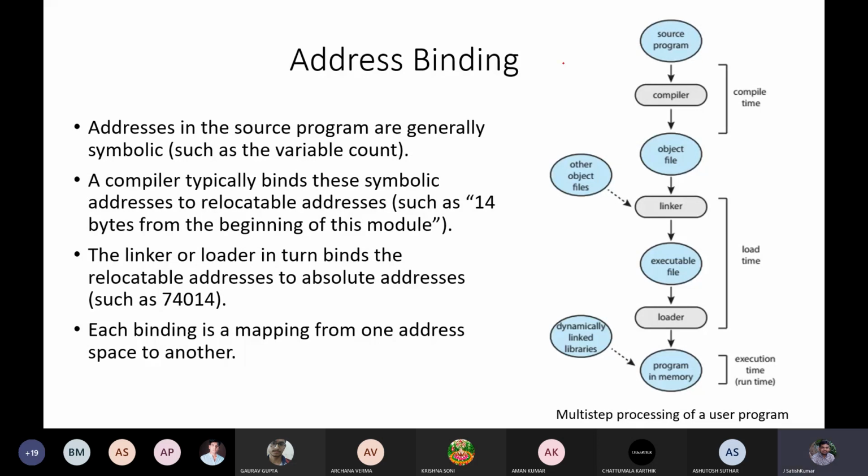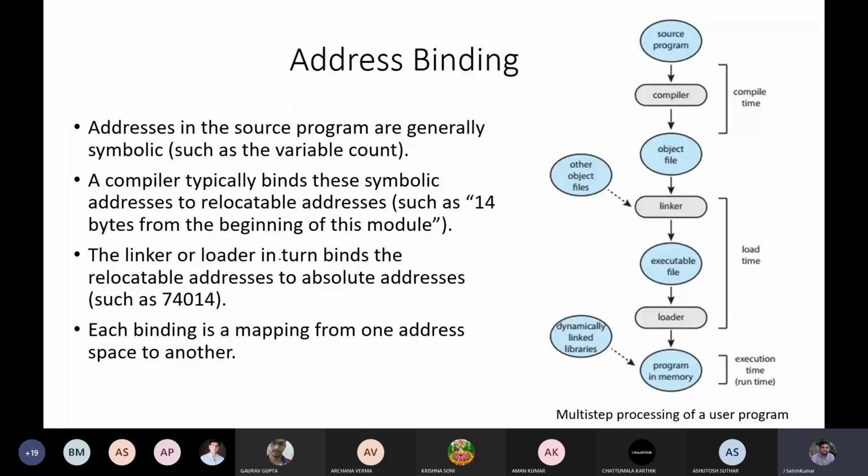Okay, so the compiler typically binds these symbolic addresses to relocatable addresses. Suppose 14 bytes from the beginning of this module. Then the linker or loader turns this bound relocatable address into absolute addresses. What is this? We will try to understand. Each binding is a mapping from one address space to another address space.